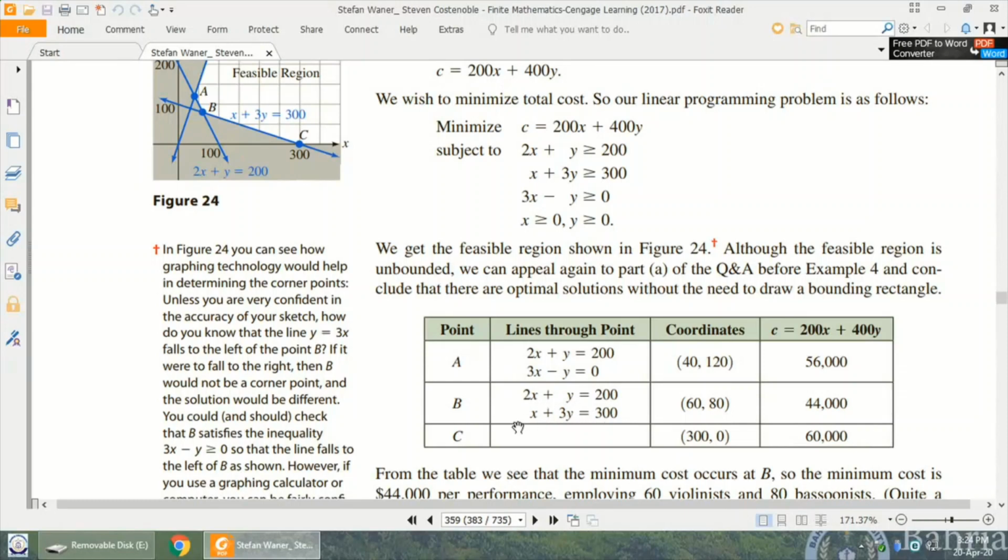So 5x is equal to 300, then x would be, again, 5 sixes are 30, so 60.